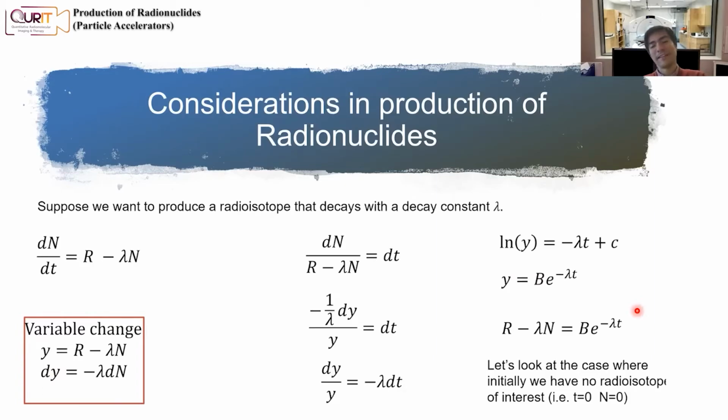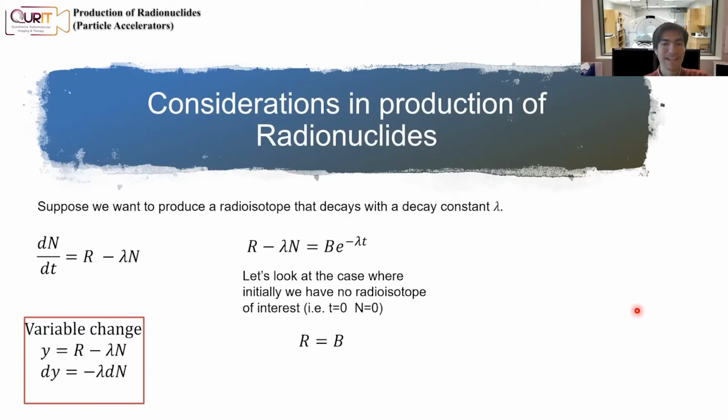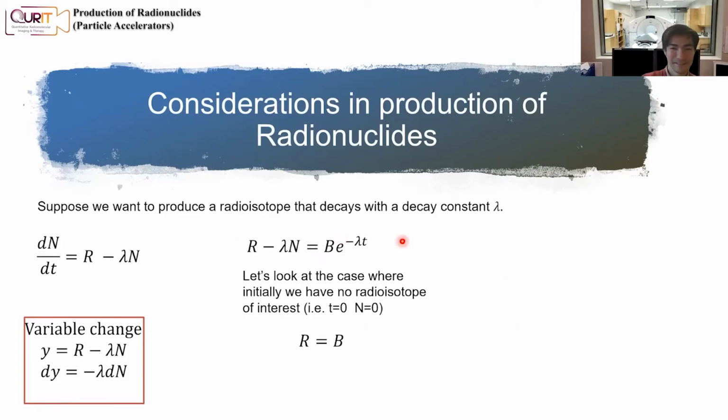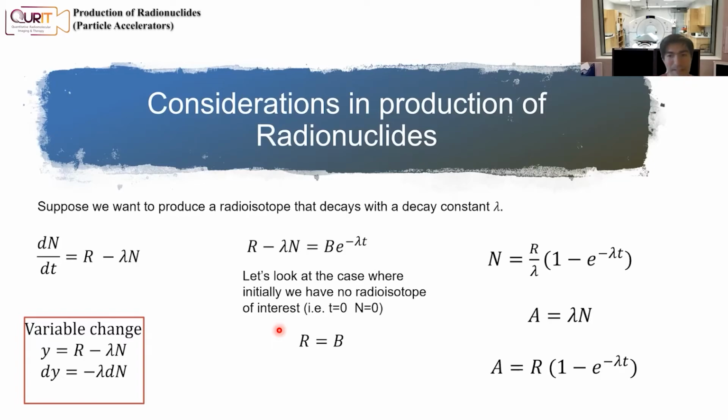And let's just think of a case in which the radioisotope of interest at t equals 0, we have no radioisotope of interest. In that case, basically, this is our answer. I'm just taking this answer here and looking at t equals 0. So at t equals 0, this is b, n equals 0 because we have nothing at the beginning. So in that case, our constant is the same as r. And that gives us the number of nuclei that we're producing.